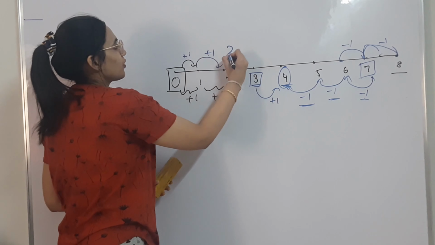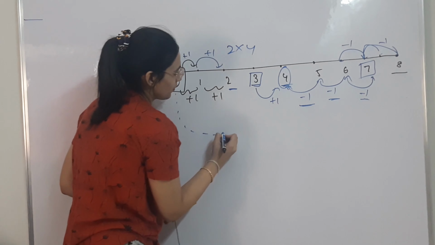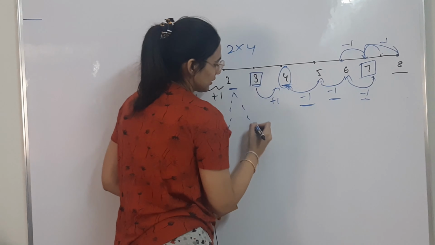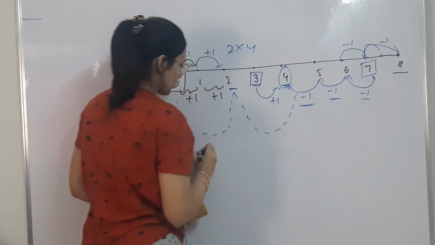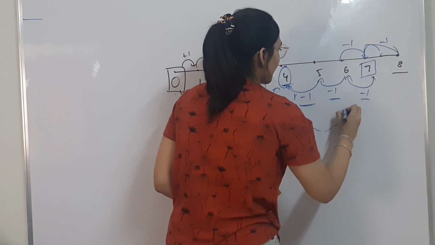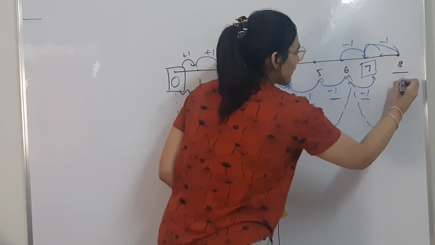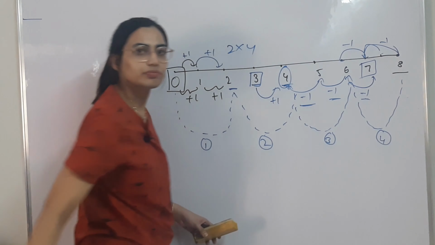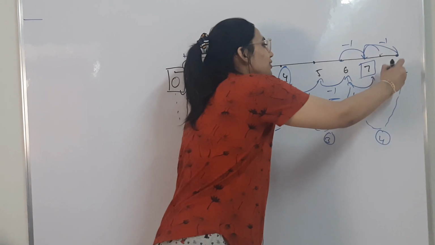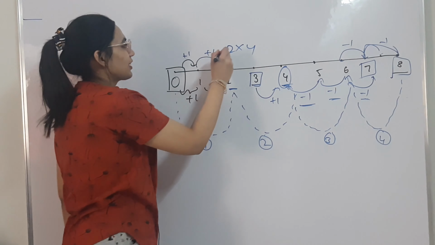I said 2 into 4. I'll do from here. I told you we need to equidistantly divide 2. This is 1, 2. This is 2, 2. This is 3, 2. And this is 4, 2. So, how much did you get 2 into 4 as? Where did you land finally? 8. So, this is how you do multiplication.